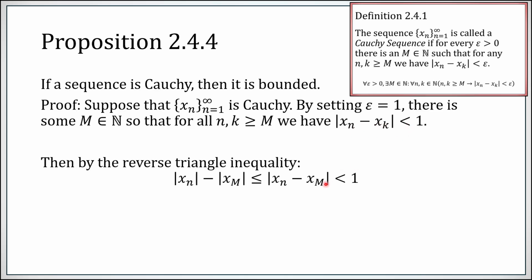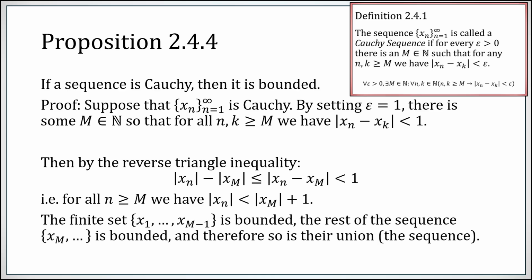So by the reverse triangle inequality, if I simply let this one be m, this holds for any two choices of index larger than or equal to m, so pick one of them to be equal to m. The reverse triangle inequality will give us that the absolute value of x_n minus the absolute value of x_m is less than 1. In other words, the absolute value of x_n is less than the absolute value of x_m plus 1, and this holds for all indices past capital M.